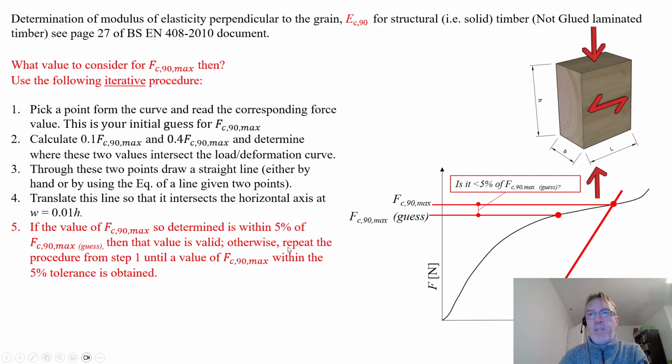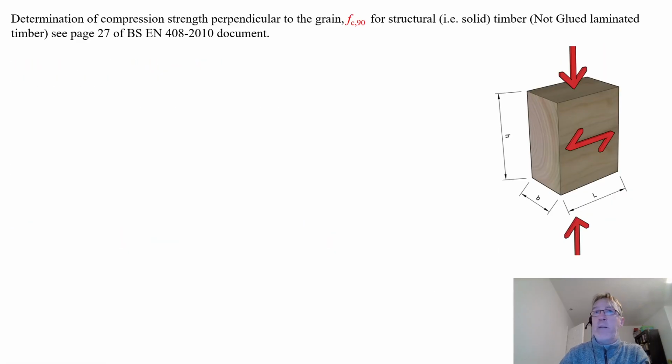If it's within 5%, then we're all good. If it's not within 5%, then we go back and we have another go at picking where the Fmax guess would be. In this scenario, you would move it slightly further up. You wouldn't necessarily go all the way up to there, but you could go part way in between and then do the procedures again, and hopefully you are within the correct percentage.